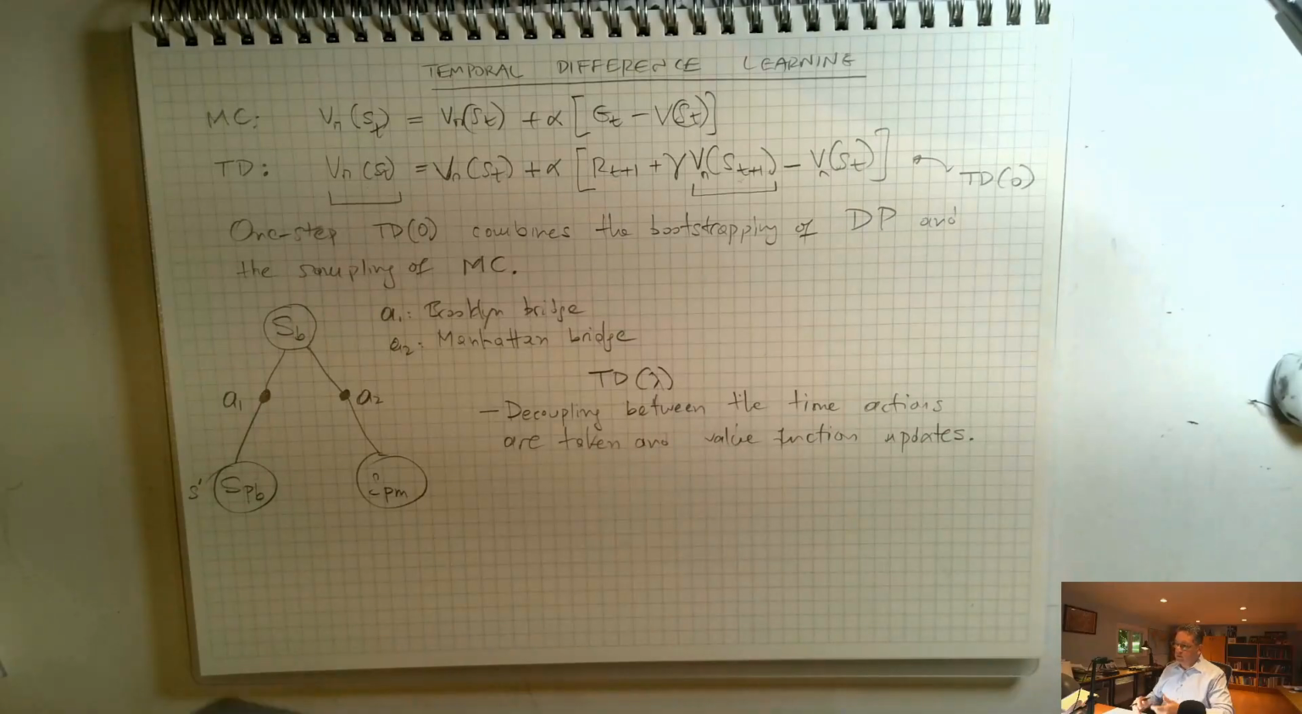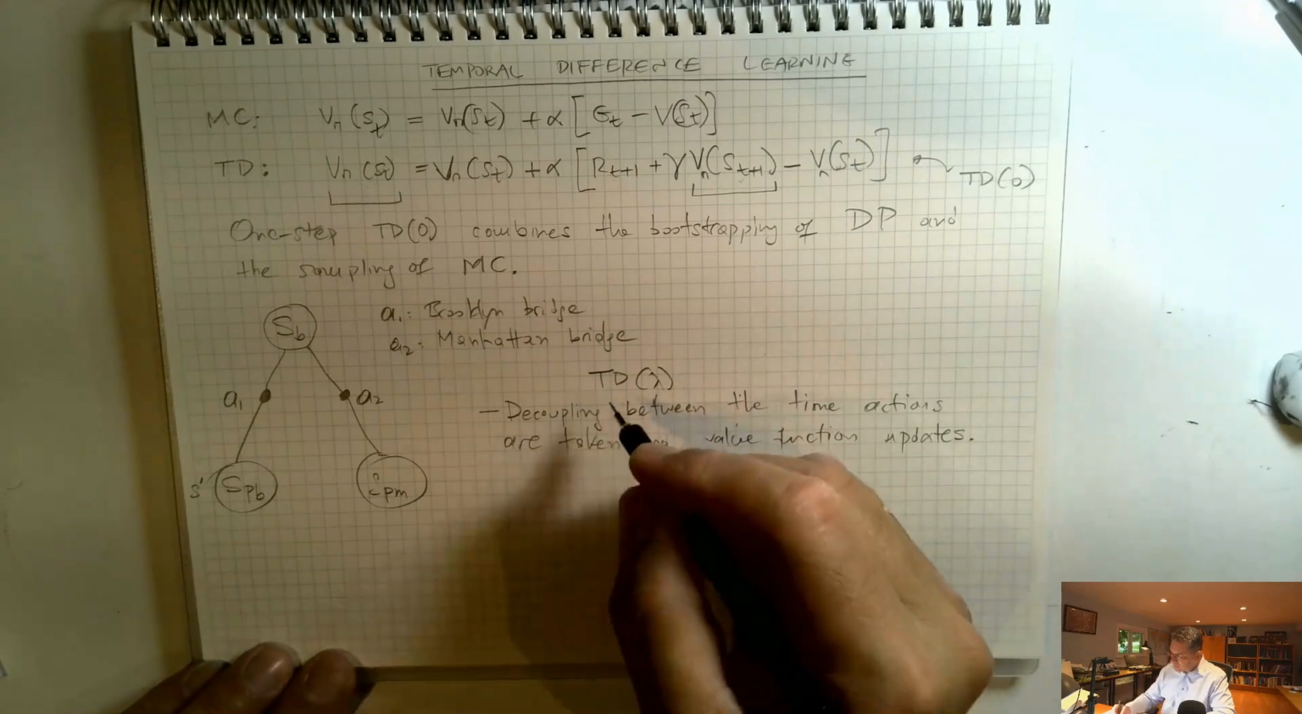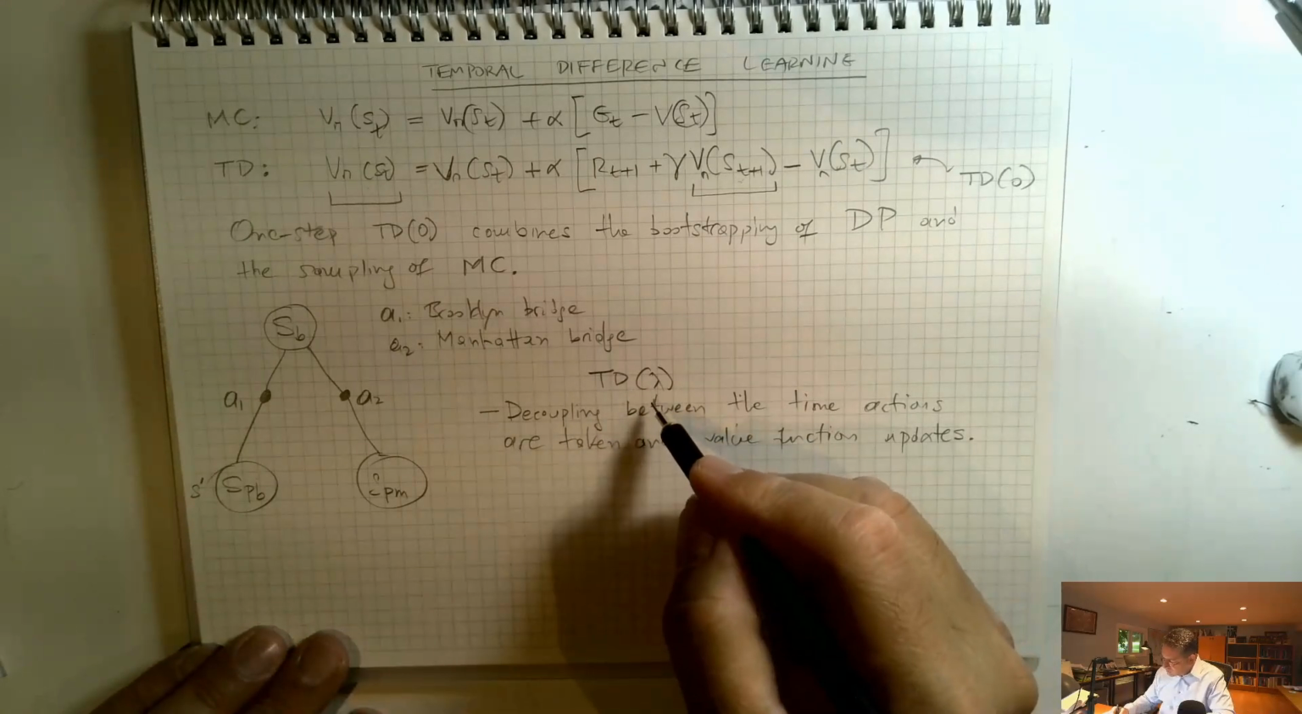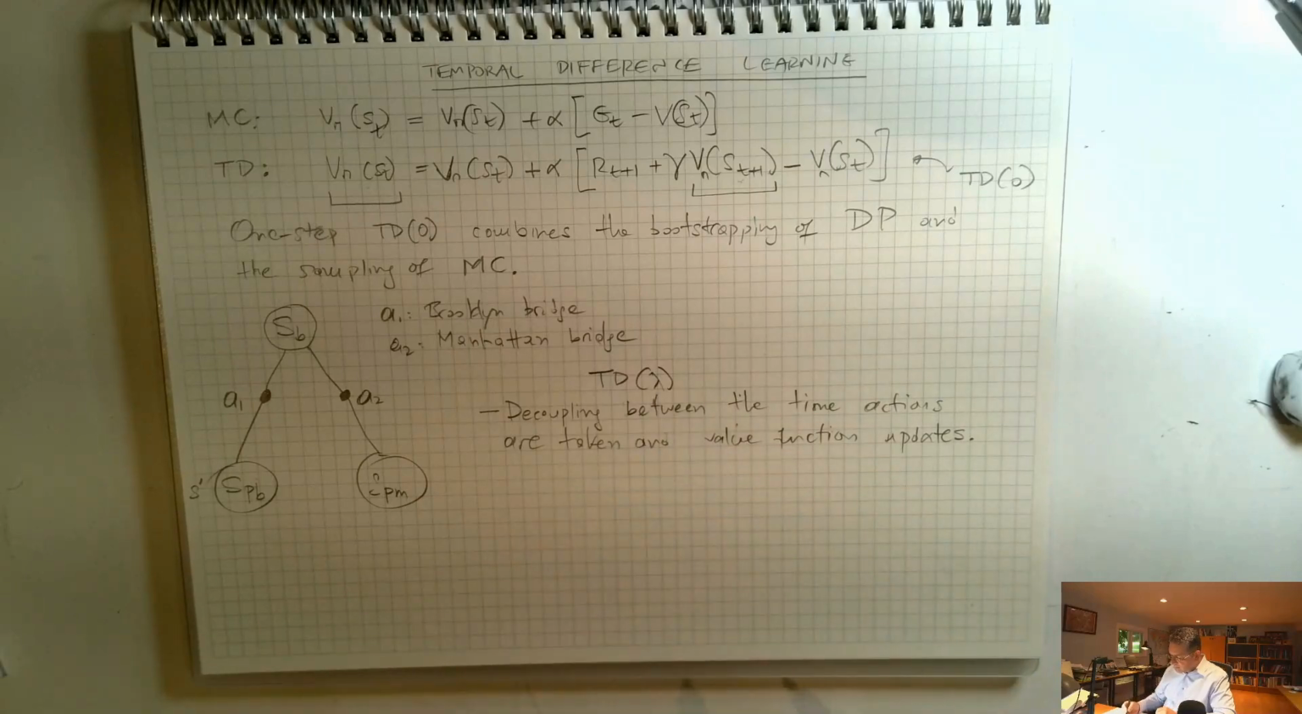Before proceeding to close this so-called prediction problem with temporal difference learning methods, I think it's worthwhile addressing an enhancement which bridges the gap between what we've seen in Monte Carlo and the single-step temporal difference learning that we just saw. This is called TD of lambda. It's known by this notation, and we'll see exactly what lambda is in a moment.